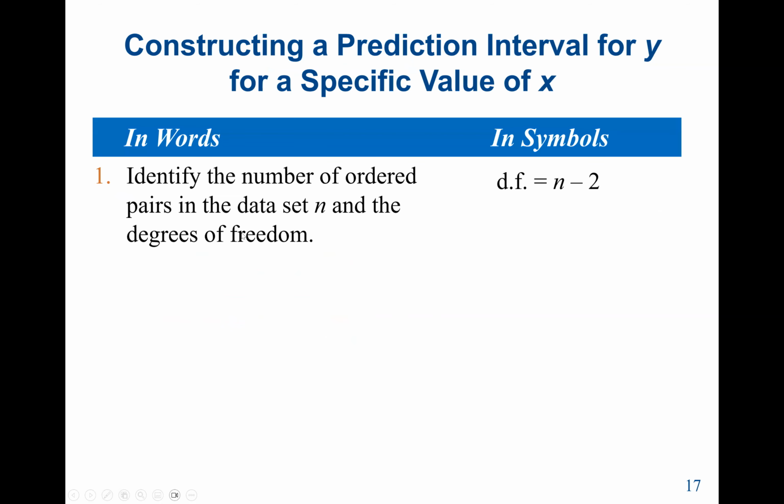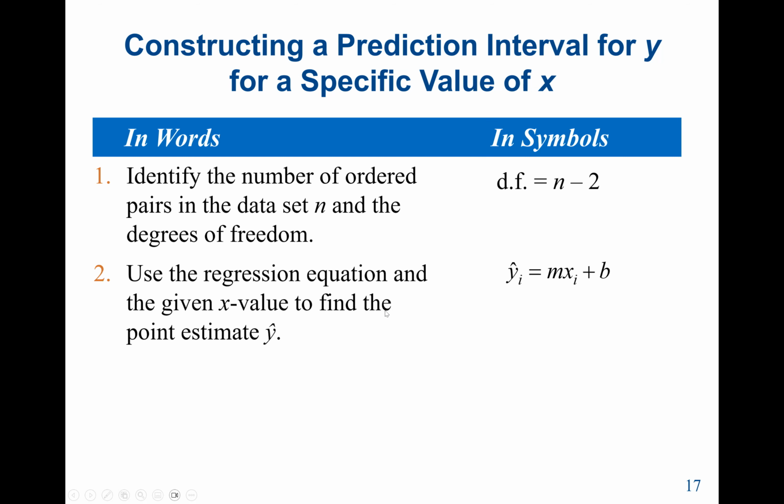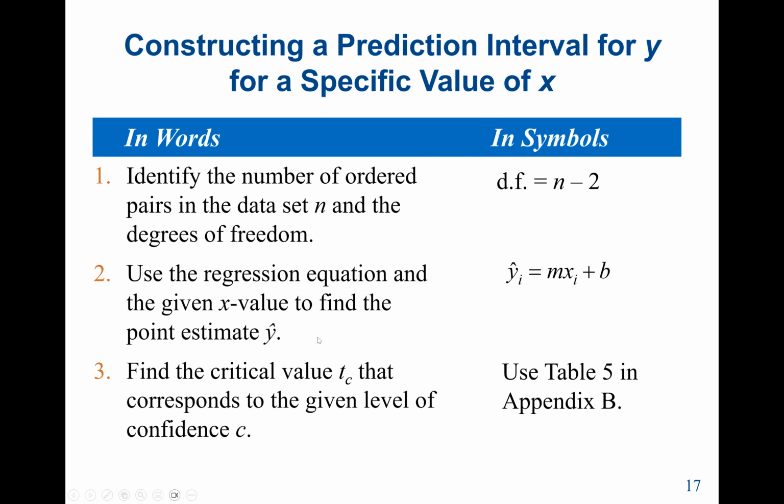So how do we find this? To construct a prediction interval for Y for a specific value of x, first we need to find the degrees of freedom. Identify the number of ordered pairs in the data set, which is n, so the degrees of freedom is n minus 2. Then we use the regression equation and the given x value to find the point estimate, which is our Y hat. Then we find the critical value t_c using Table 5 in Appendix B that corresponds to the given level of confidence c.